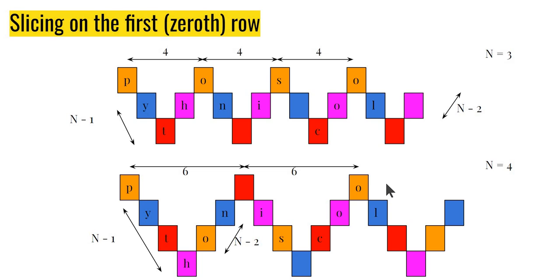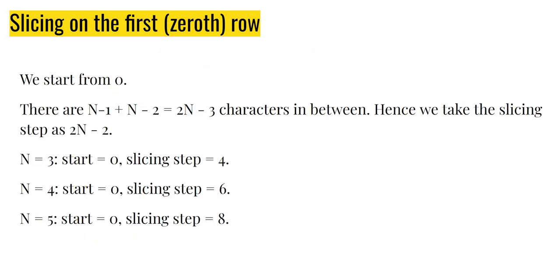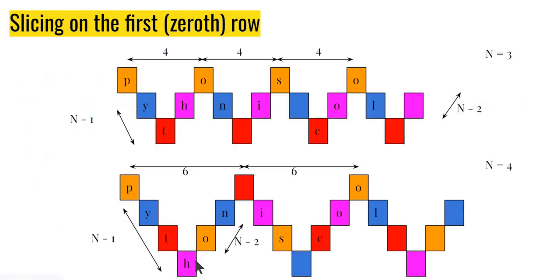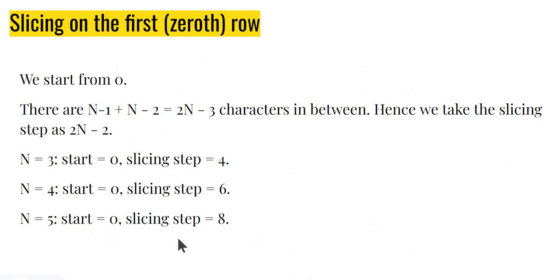Like I said, this visualization is helpful, but ultimately this has all to go in the code, and that's what we're trying to do here. Again, convince yourself that this is all correct. There are exactly n minus 1 plus n minus 2 characters in between two characters, because n minus 1 this way and n minus 2 that way, regardless of what n is, which means that there are 2n minus 3 characters in between, and hence we'll slice with a step of 2n minus 2. Again, take some numbers here. If n is 3, I'll start at 0 and slice with a step of 4; if n is 4, slice with a step of 6, and so on and so forth. Once again, spend some time thinking about it, and convince yourself that this is indeed correct.